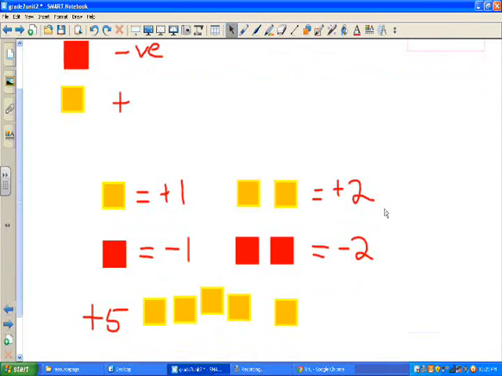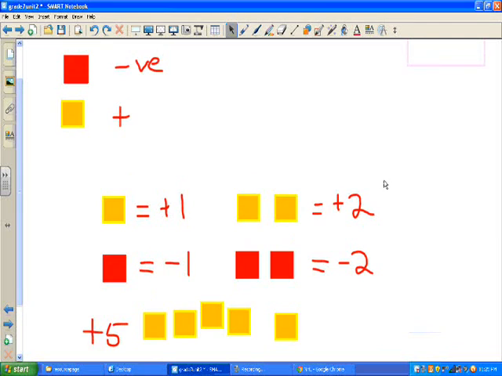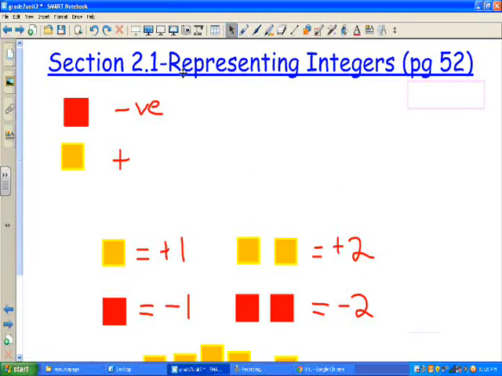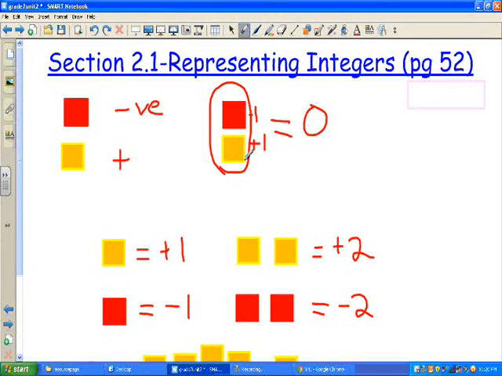Okay. One last thing. If I take a positive and a negative number, let's say I take one of these, and let's say I take another one of these. When I put the two of them together, this minus 1 and this positive 1 will cancel each other out. Okay? And they will give you 0. They'll give you nothing. So they will cancel each other out.